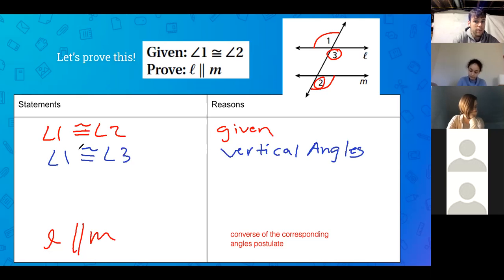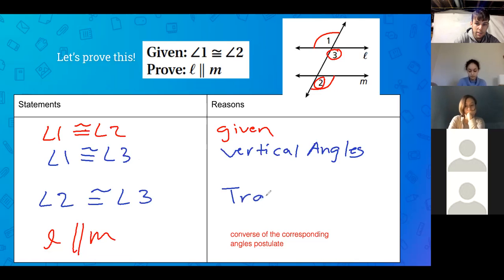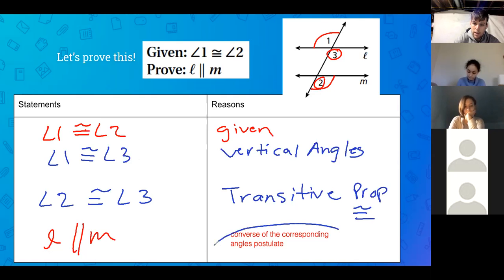And then because of these two congruent statements, we can create a chain. We can say angle 3 is congruent to 1 and angle 1 is congruent to 2. We can create a chain to say that angle 2 is actually congruent to angle 3 based on that transitive property chain that we just created. Transitive property of congruence. And now we have made use of the corresponding angles postulate instead.